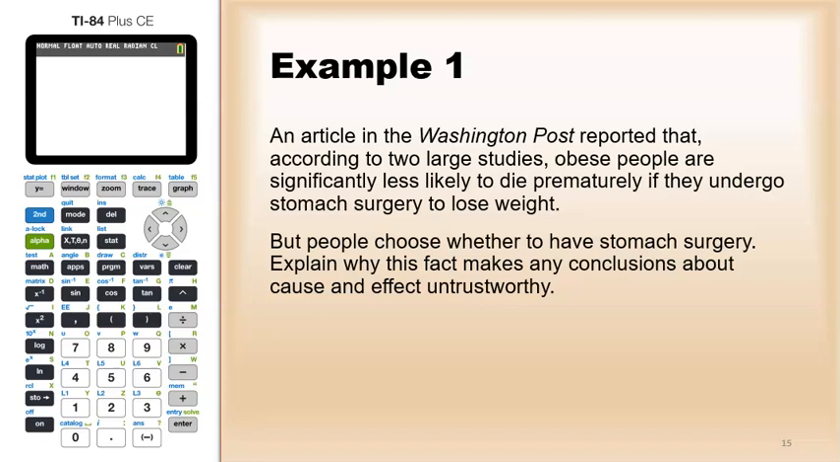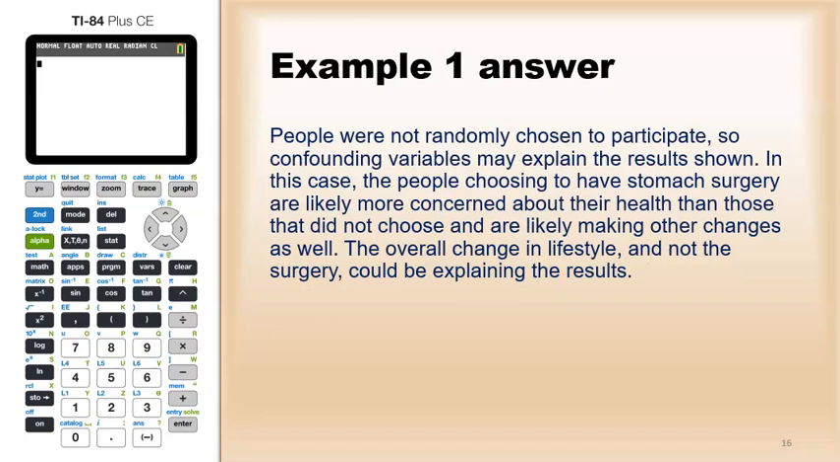Well, if people are choosing to take the stomach surgery, then generally those who choose to have it are those that want to become healthier. So people were not randomly chosen to participate, so confounding variables may explain the results. In this case, people choosing to have stomach surgery are likely to be more concerned about their health than those who did not, and are likely making other changes as well. So the overall change in lifestyle, and not necessarily the surgery itself, could explain the results.